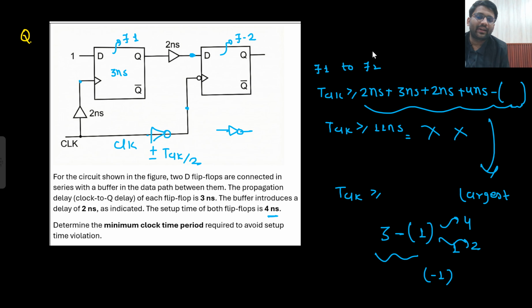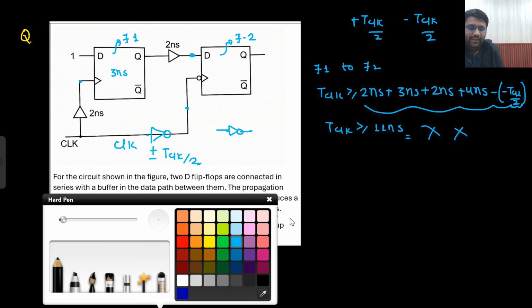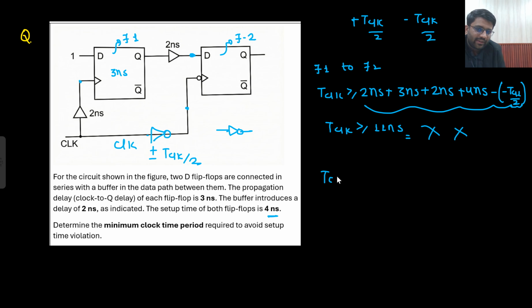So two kinds of delay you are getting, either plus T clock by 2 or minus T clock by 2. So what value will you put here? Plus T clock by 2 or minus T clock by 2? You will put minus T clock by 2. There you go. Okay, so now what is the scenario? The equation has become T clock should be greater than or equal to, started from here, 2 nanosecond, 3 nanosecond, 2 nanosecond. Then I added the setup time. So it became 11 nanosecond.